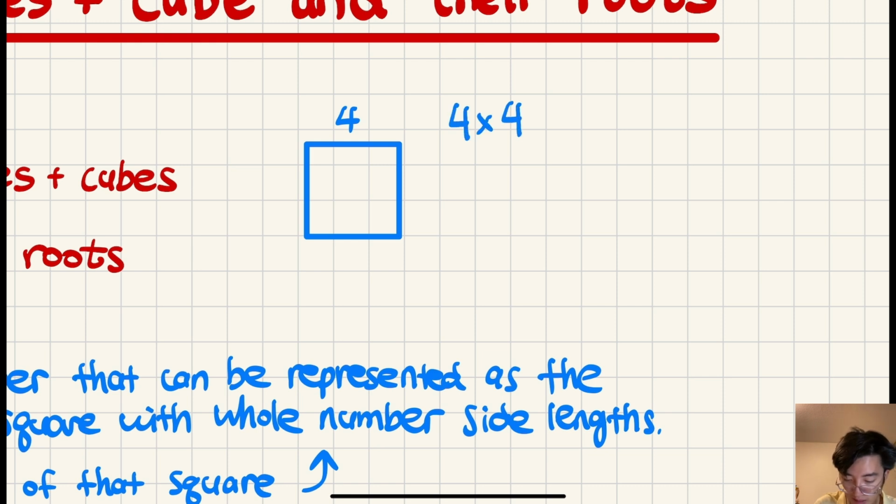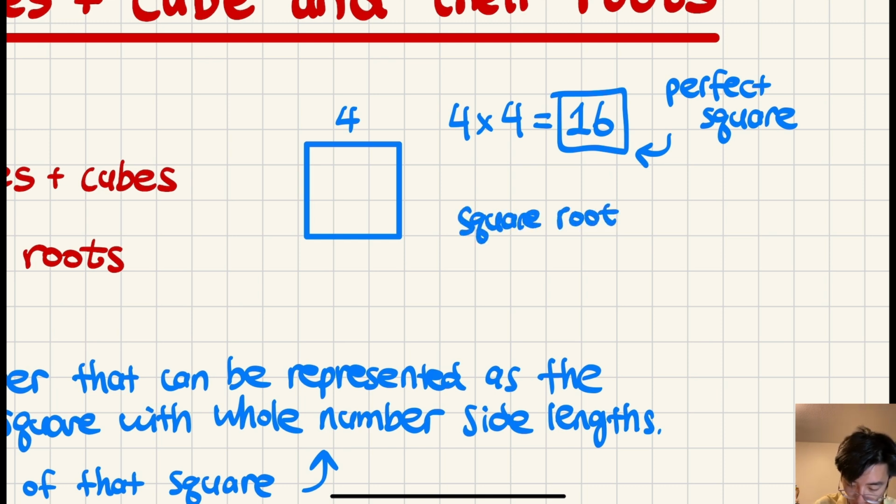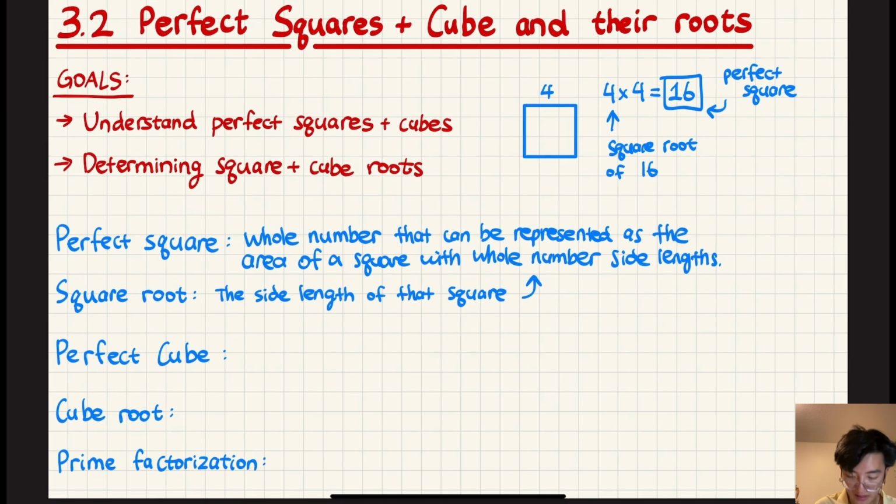So 4 times 4 gets us 16. In this case, 16 is a perfect square. And the 4 is just the square root of 16. So you can think of it as any number that can be squared.